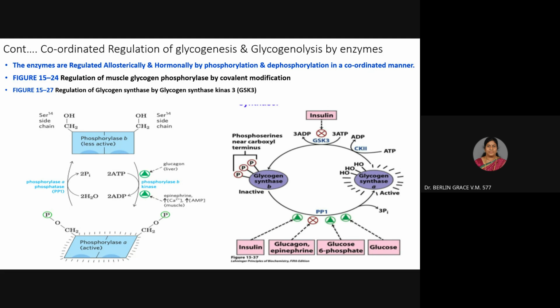And what is happening here, you can see in the next illustration, insulin is inhibiting the glycogen synthase kinase 3, so that the glycogen synthase inactivation will be suppressed. And glycogen synthase A is activated by insulin and then glucose 6-phosphate and glucose, whereas it is inhibited by glucagon and epinephrine. Glucagon and epinephrine are antagonists to insulin. So they will stop the glycogen synthesis and promote the glycogenolysis.